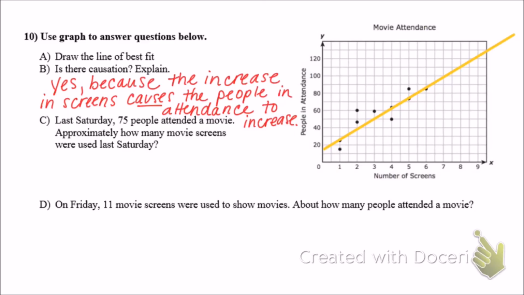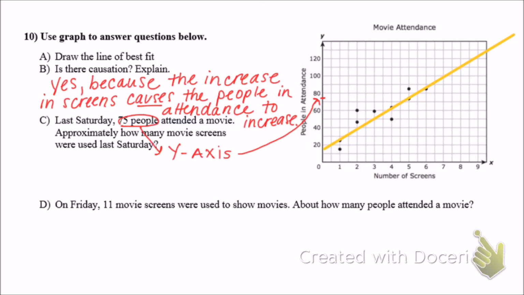Okay, part C, last Saturday, 75 people attended a movie. Approximately how many movie screens were used last Saturday? So 75 people, that right there is our y-axis. So we need to look at our y-axis and locate where 75 is approximately located, which I would say about right there is 75. So I'm going to draw an arrow that's also pointing to where I'm pointing.